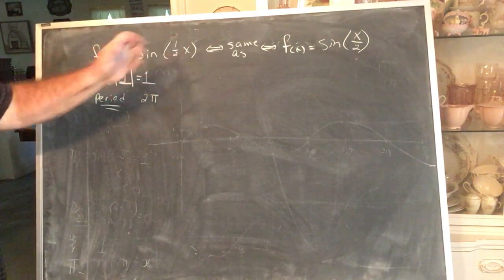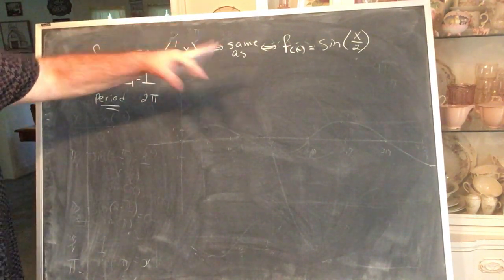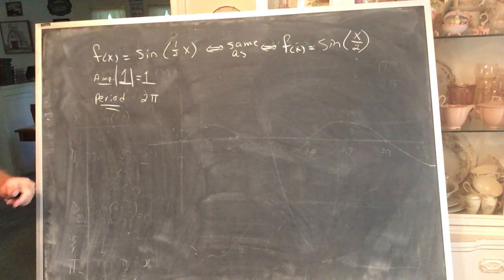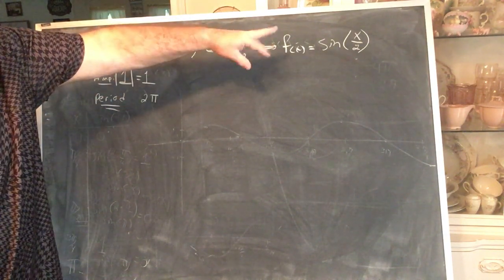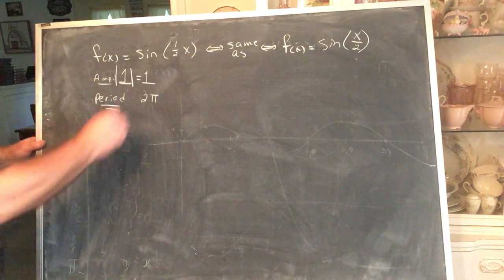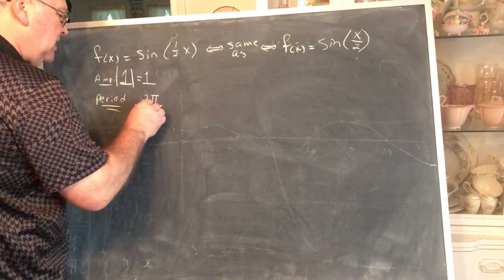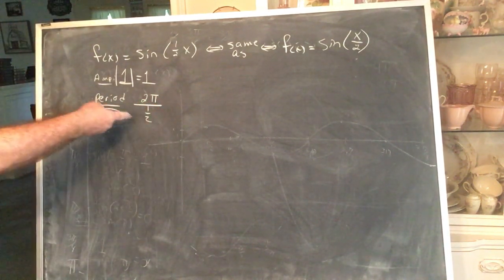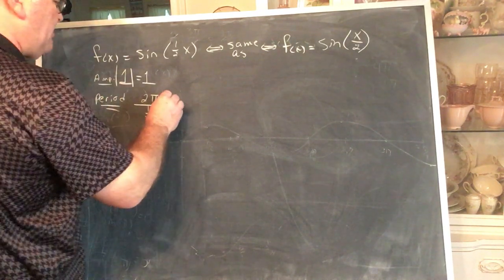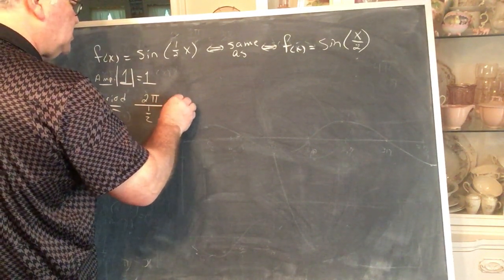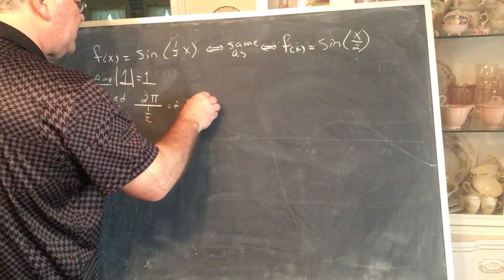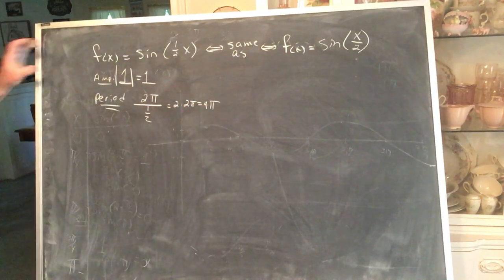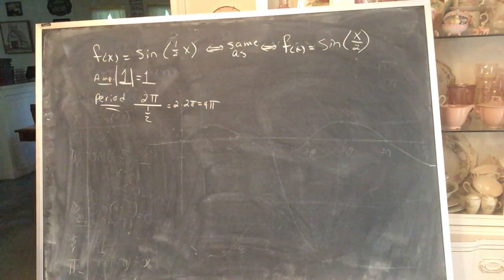Sometimes students get confused. They think those are different notions. X over 2 is the same thing as 1/2 times x. So even if it's x over 2, the coefficient is still 1/2. So take the basic period, divide by the coefficient. To divide by a fraction means you multiply by the reciprocal. So this is 2 times 2 pi, which is 4 pi. So the amplitude is 1 and the period is 4 pi.